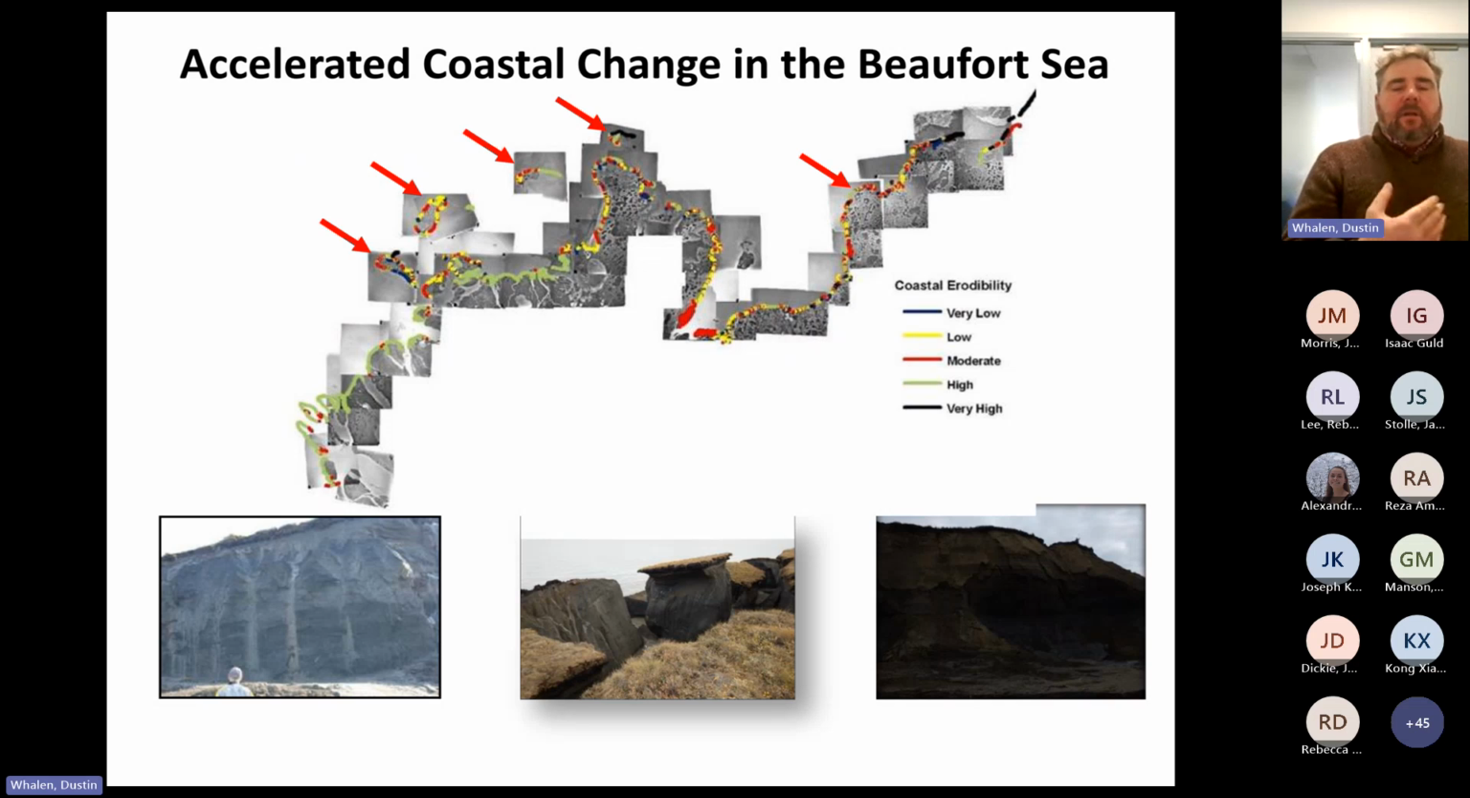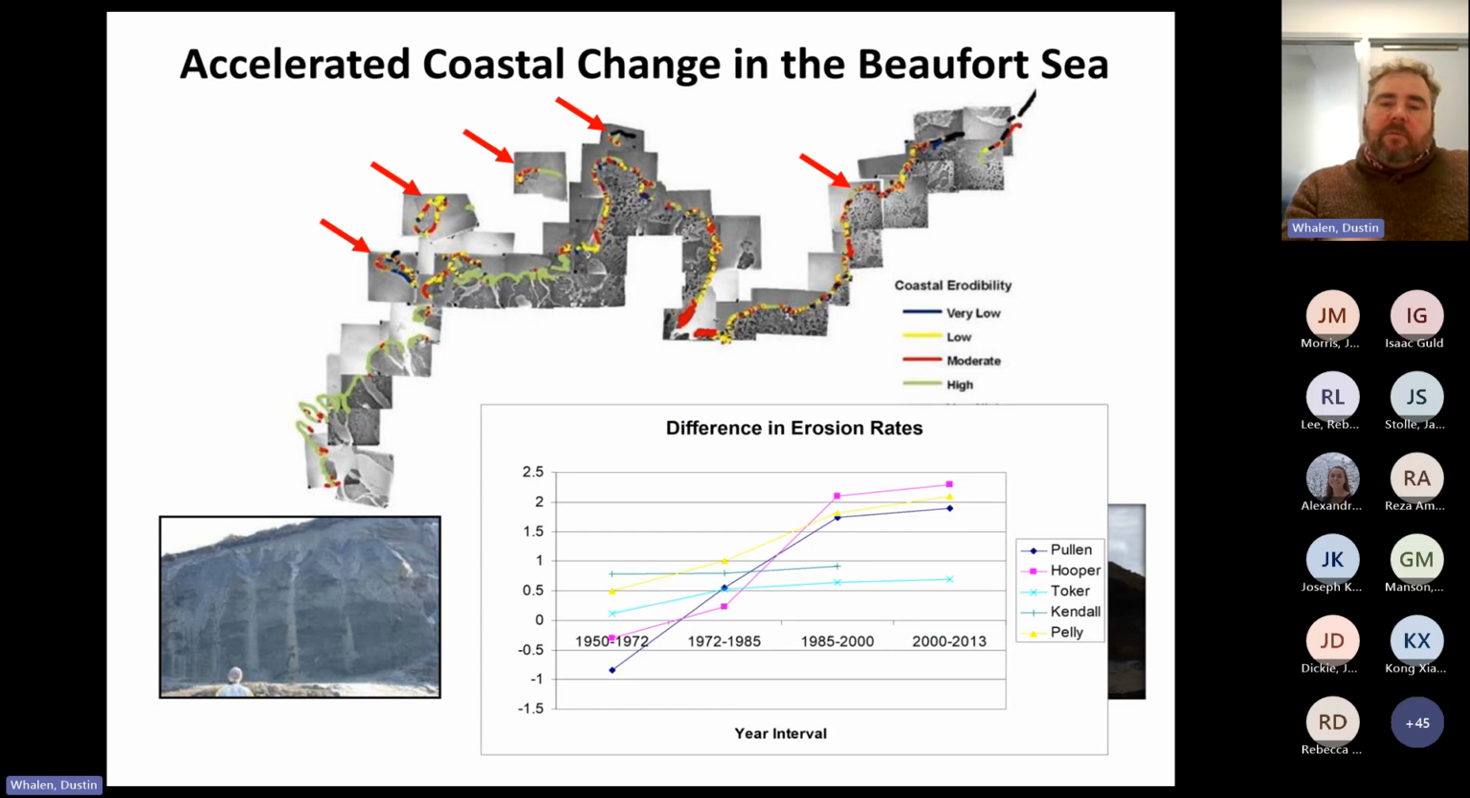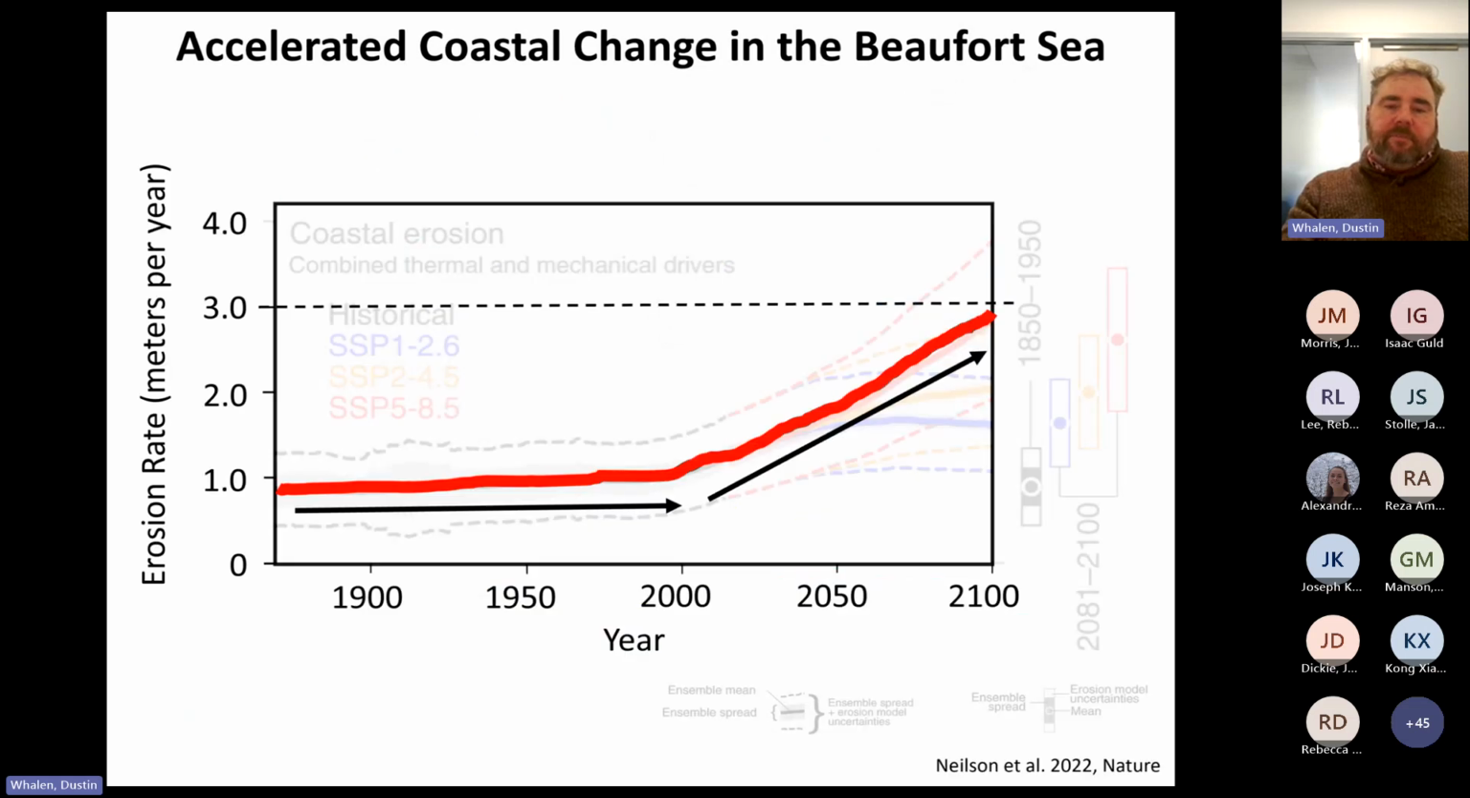Now we get into, well, we know that storminess has increased. We know that temperature has increased in the area. So how does that affect erosion? Well, just in this general region, we see a general acceleration of the erosion of the areas that I've already highlighted over the past 20 or so years.